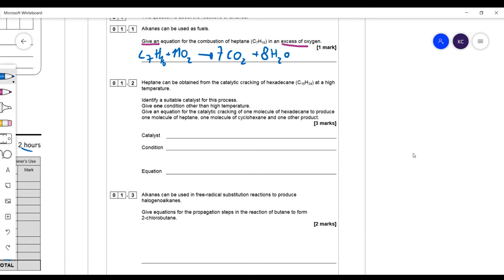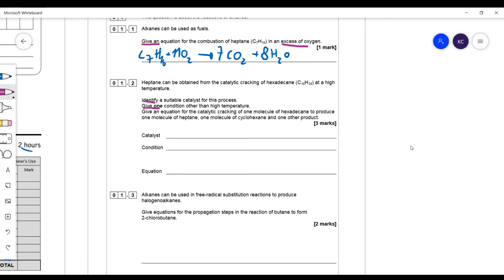The next one: heptane can be obtained from the catalytic cracking of hexadecane, C16H34, at a high temperature. You're supposed to identify a suitable catalyst for this process and give one condition other than a high temperature for this reaction, and you're supposed to give an equation for the catalytic cracking of this molecule.